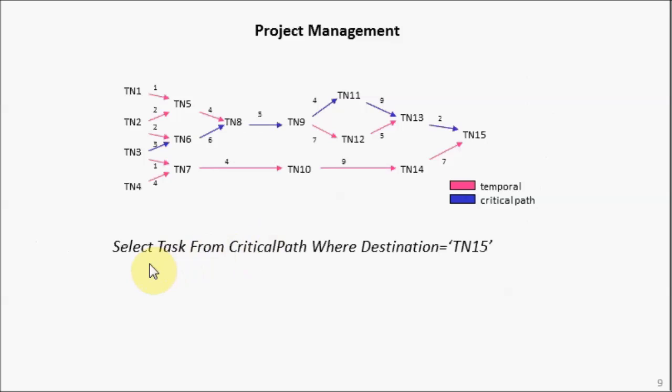So what we see here is a select statement: select task from critical path where destination equals TN15. Critical path is a view, and I will forego looking at the details of that view definition, but suffice it to say what is returned is the following. It's an ordered list of tasks which comprise the critical path. So this is an example of something called a path query.